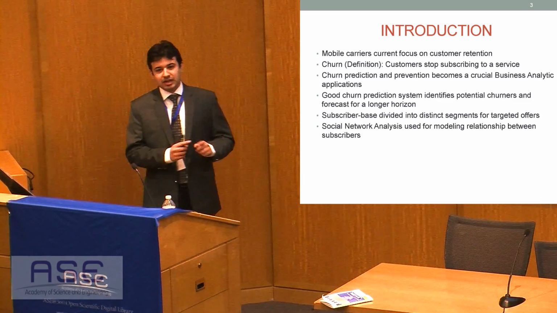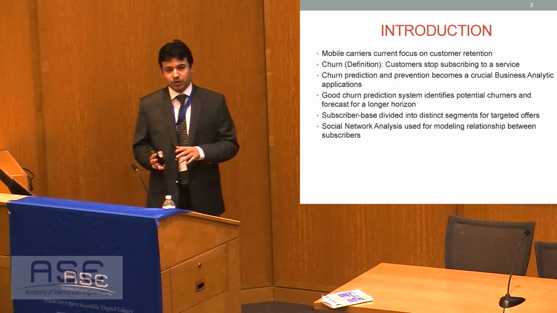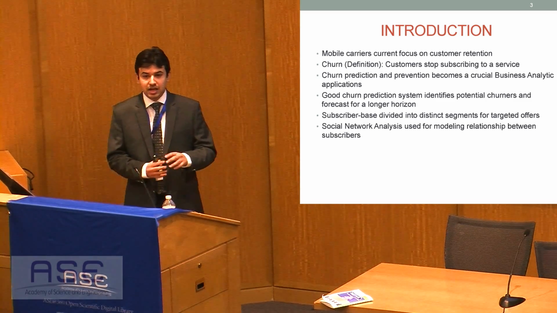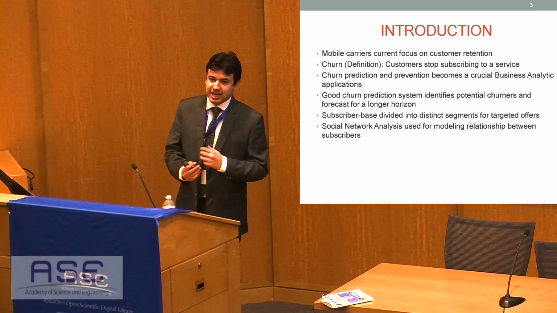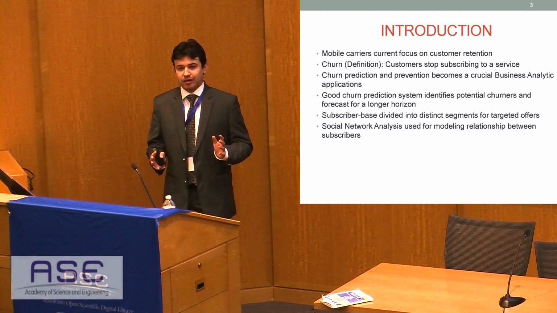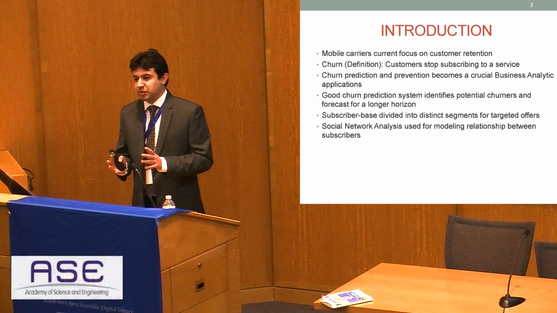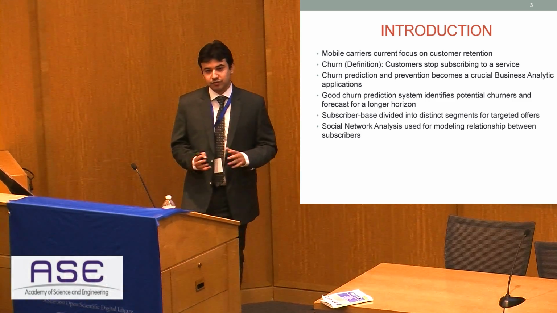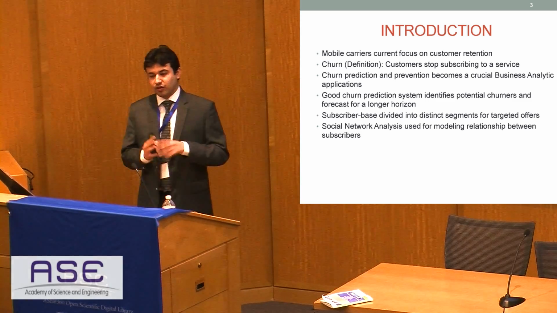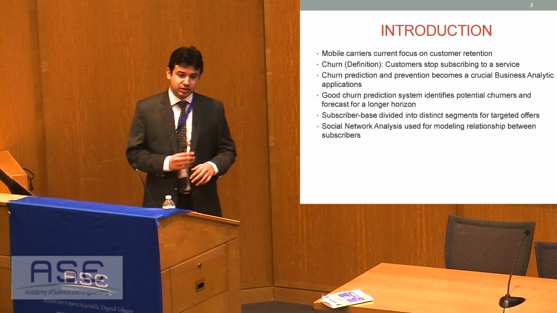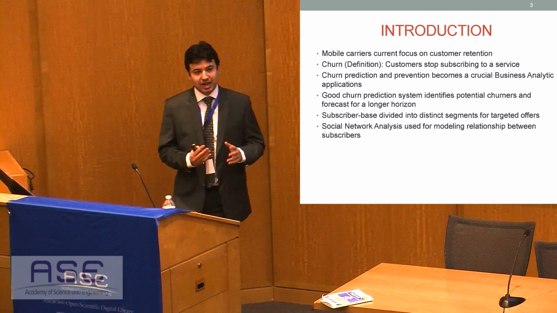If someone leaves your services and goes to another network, which we hear of as port-in facilities, that's called churn. So churn is any subscriber who is leaving your service and going out. What we are going to target is to predict people who are going to leave your network in future and then try to prevent them from going out. So we'll be studying different techniques. How could that be done?